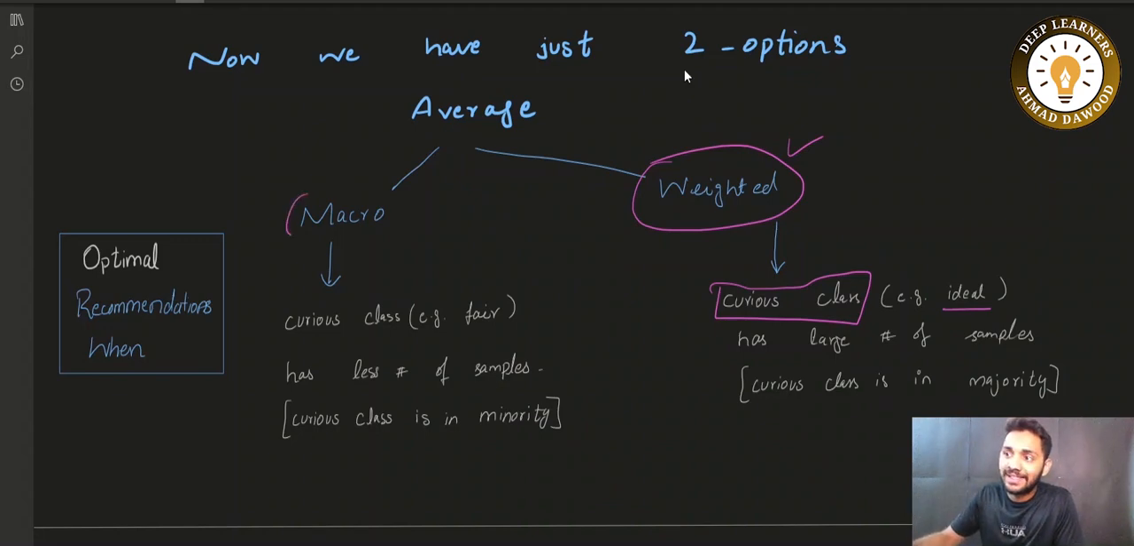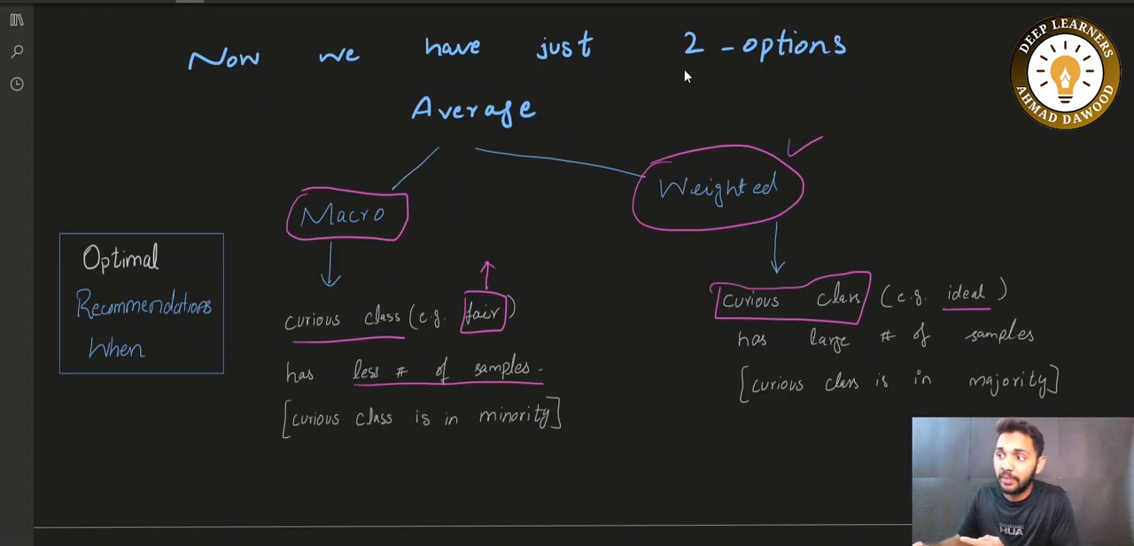And let's say your curious class here is fair, and fair has very few samples. If you use weighted average, due to the low frequency of the fair class, it is pretty sure that weighted average will give less weight to the score of the fair class. And maybe if your model is bad on that class, weighted average cannot catch that.